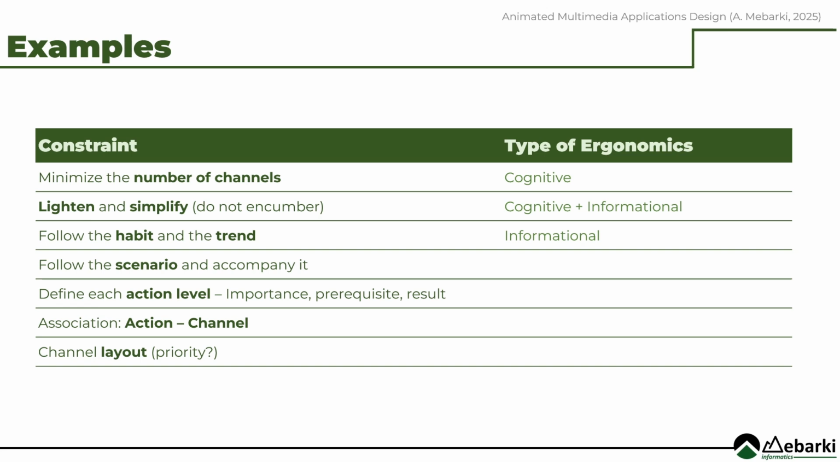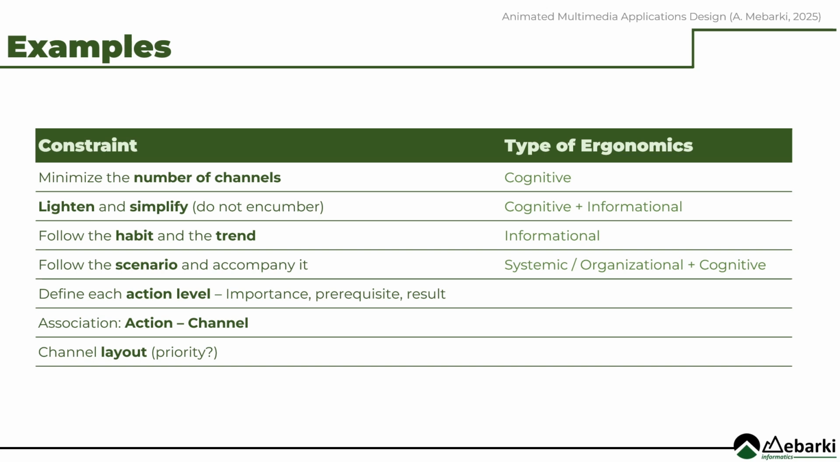Fourth, follow the scenario and accompany it. Systemic or organizational ergonomics plus cognitive ergonomics. This principle ensures coherence between the interface and the narrative flow, the staging scenario. The interface must accompany the evolution of content and guide user actions logically within the global system of interaction.